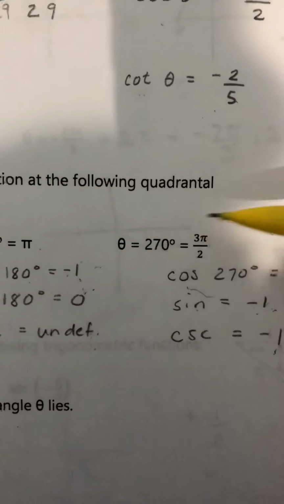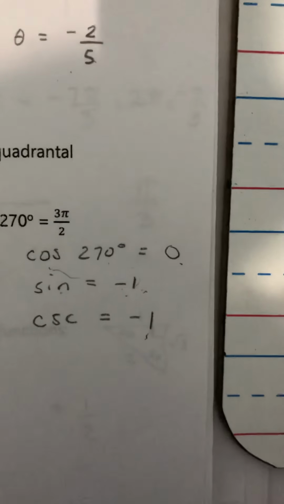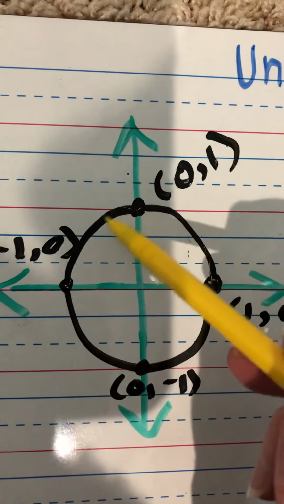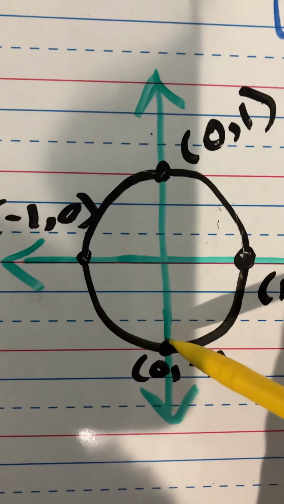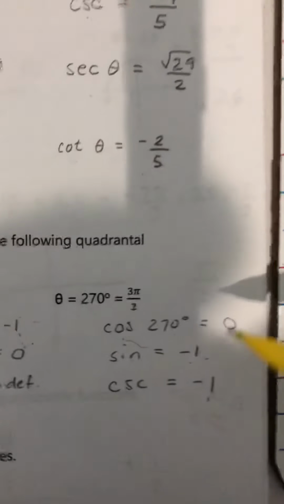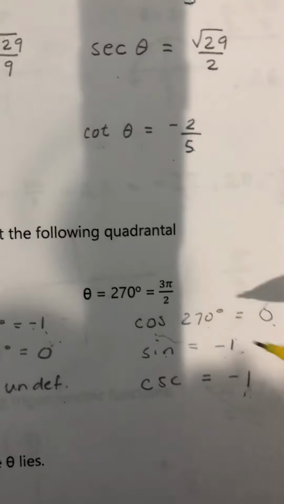And then a 270-degree turn, which is equivalent to 3 pi over 2. You start here, turning 270 degrees lands you here. Cosine, sine. And the reciprocal is -1.